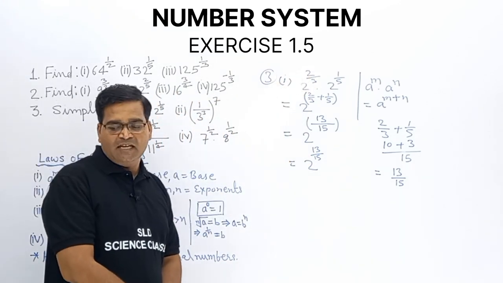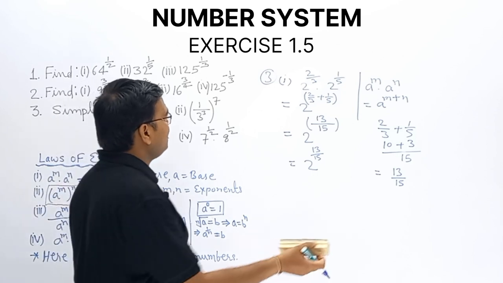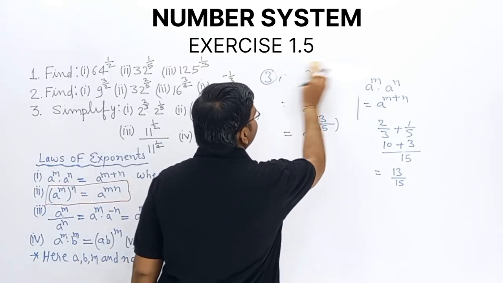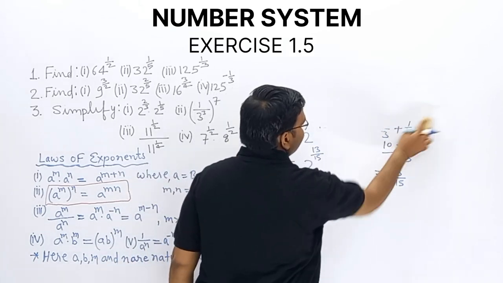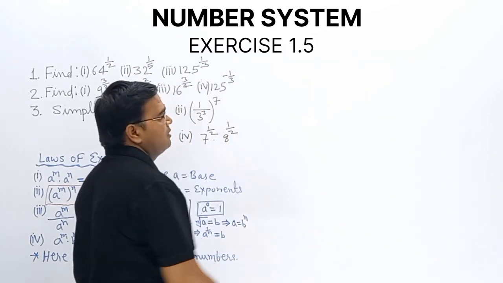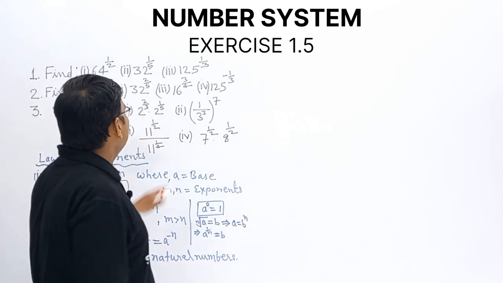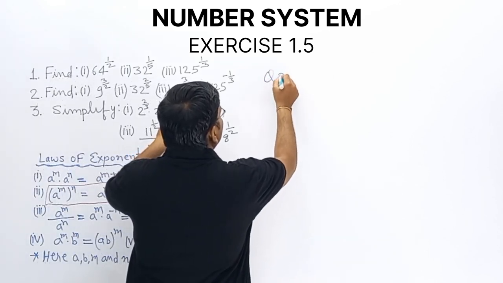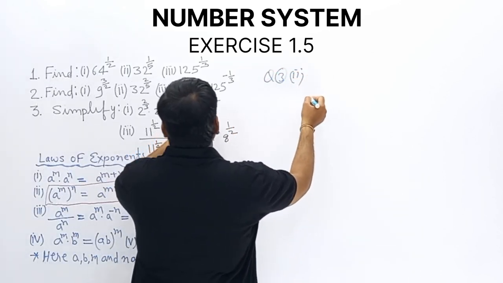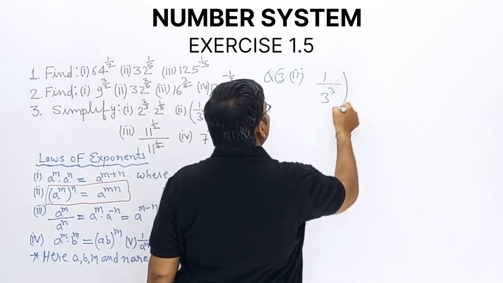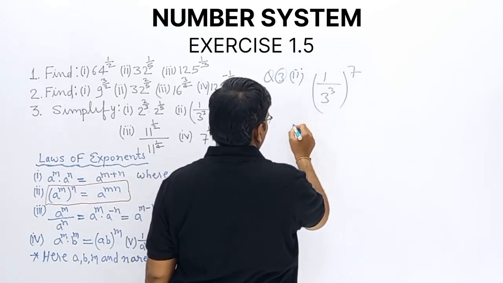Getting? Easy? Now next one. Next one is what? Observing. Next question I am solving there. What is the next question? Question number 3, second one. And what is the question? 1 upon 3 power 3 and whole power 7.